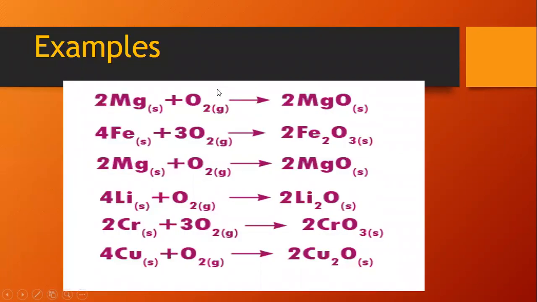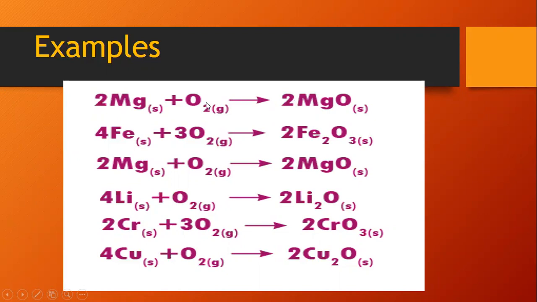You can see here the examples of the synthesis reaction. For example, when magnesium reacts with oxygen, magnesium and oxygen are the reactants. As you all know, whenever we describe reactions, we use chemical equations. In a chemical equation, there are reactants and there are products. So reactants join together, they combine, and they result in the formation of a more complex product. So this is an example of the synthesis reaction.